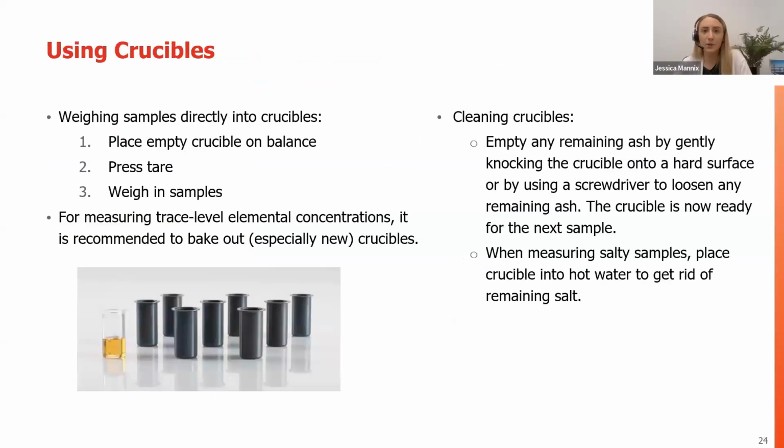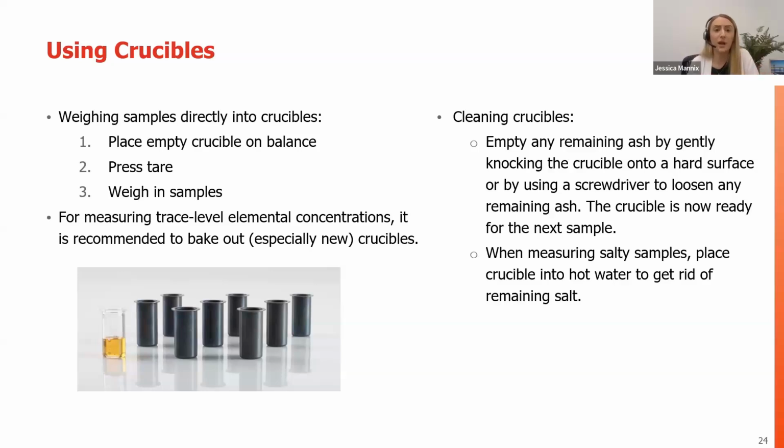Using crucibles is very similar to the way that we weigh our samples in tin. So we'll place the crucible directly on the balance, we'll tare it, and we'll add the sample. Here it's a little bit easier because we don't need to encapsulate it. So maybe a little bit quicker for high throughput laboratories who are measuring a lot of samples.